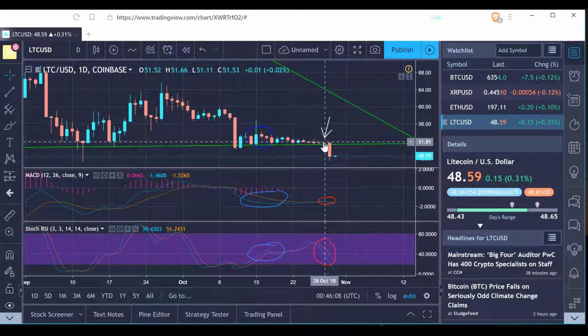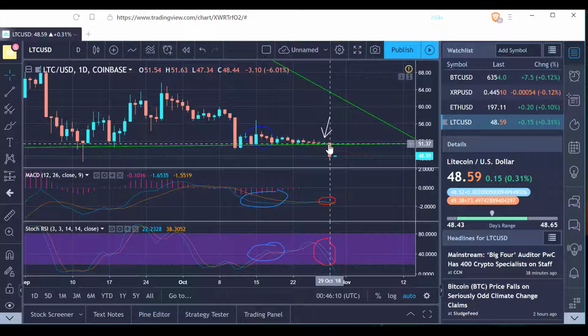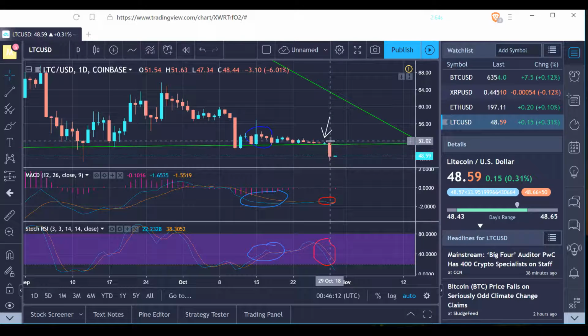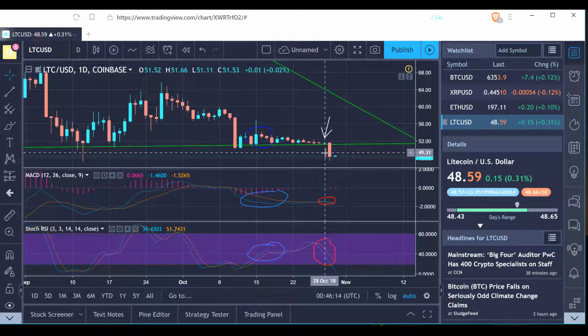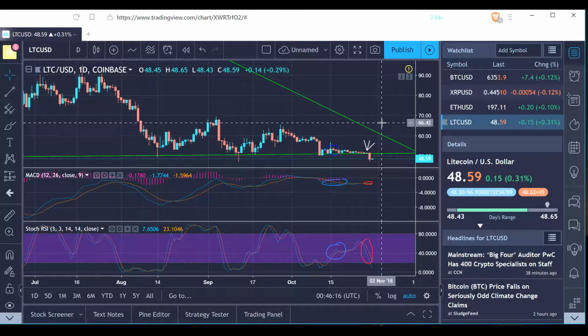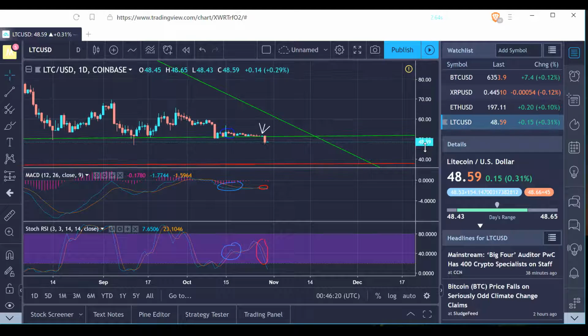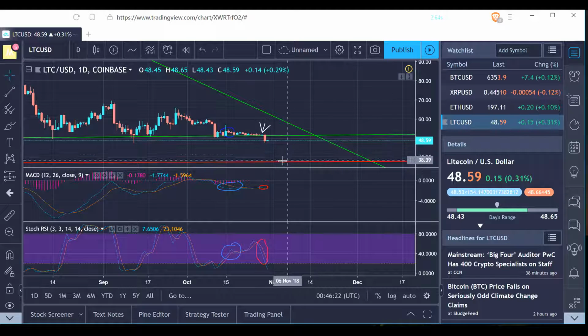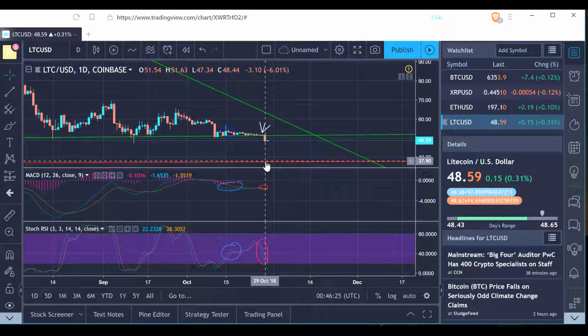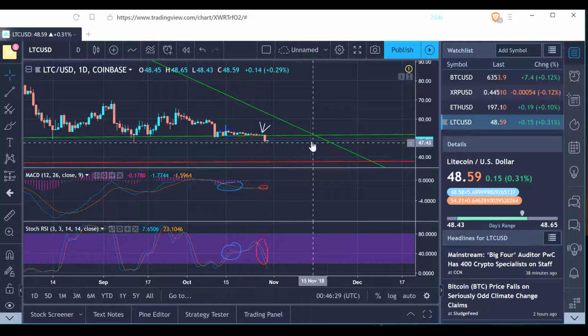Again, it's a very bearish indicator. We massively broke through the support level. Now, the scary thing about that is, since we broke it, the next level of support is right here, this red line. This red line puts us somewhere around $38, roughly.